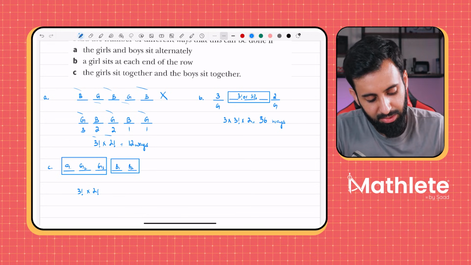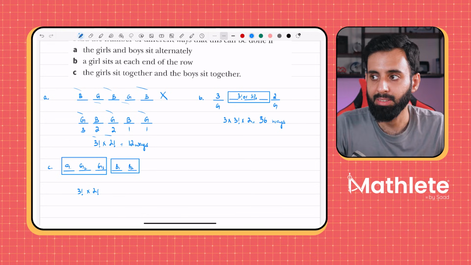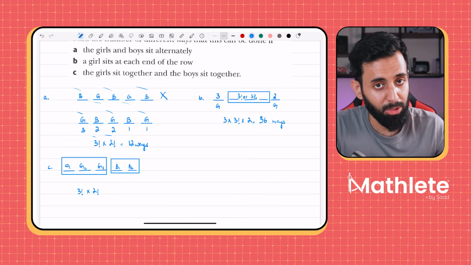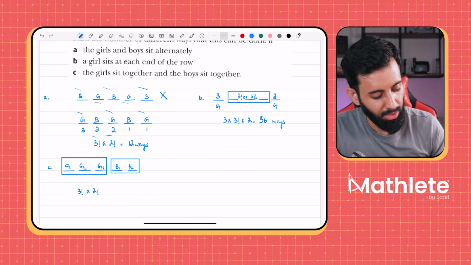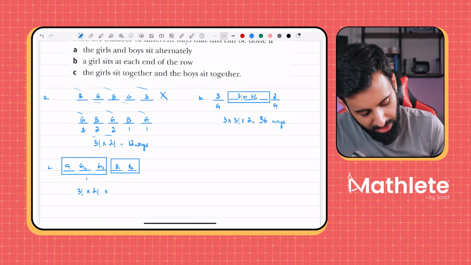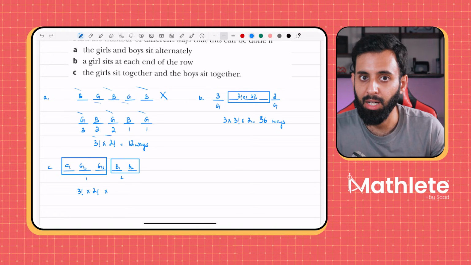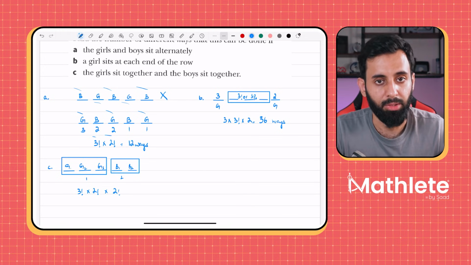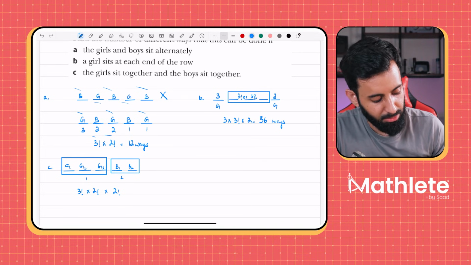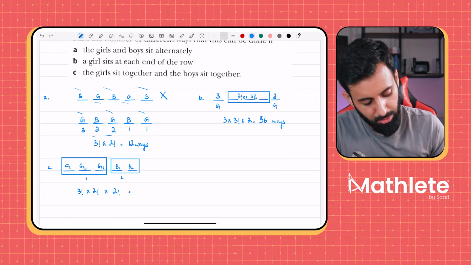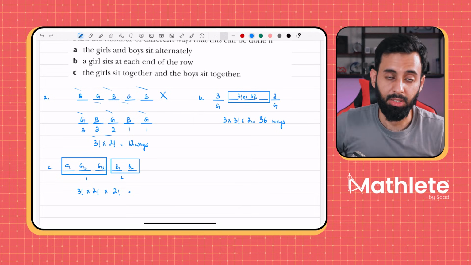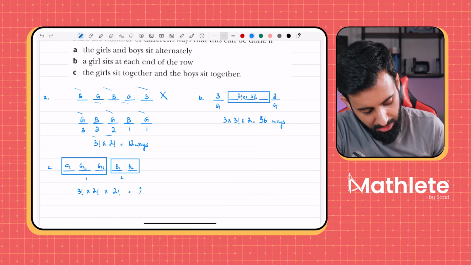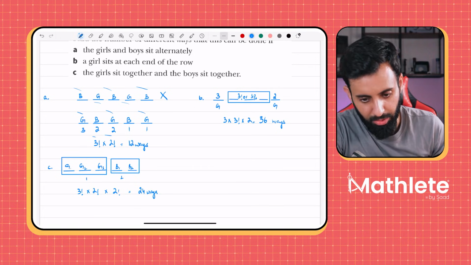Also, another thing we have to consider is that the question doesn't say that the girls sit together and the boys sit together in that order. That means you can have all the boys sitting together first and then all the girls. So we now have to consider them as 2 different units and find out how many ways these 2 units can be arranged, which will basically be 2 factorial. So 3 factorial times 2 factorial times 2 factorial is equal to what? I don't encourage that you work this out mentally. It's best that you use your calculator. 3 factorial times 2 times 2, so that's equal to 24 different ways.